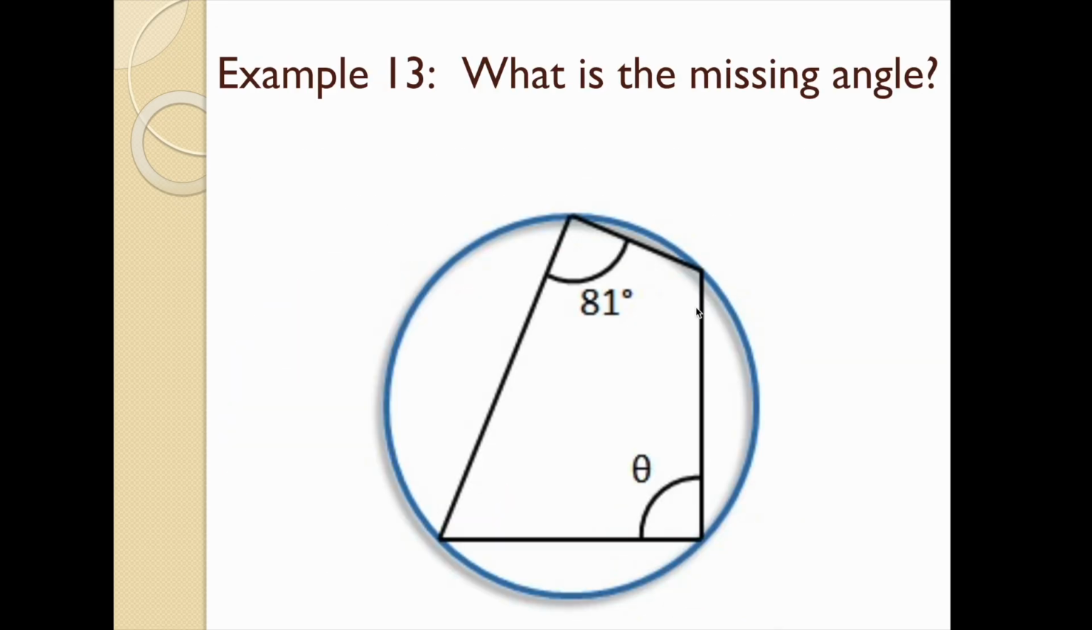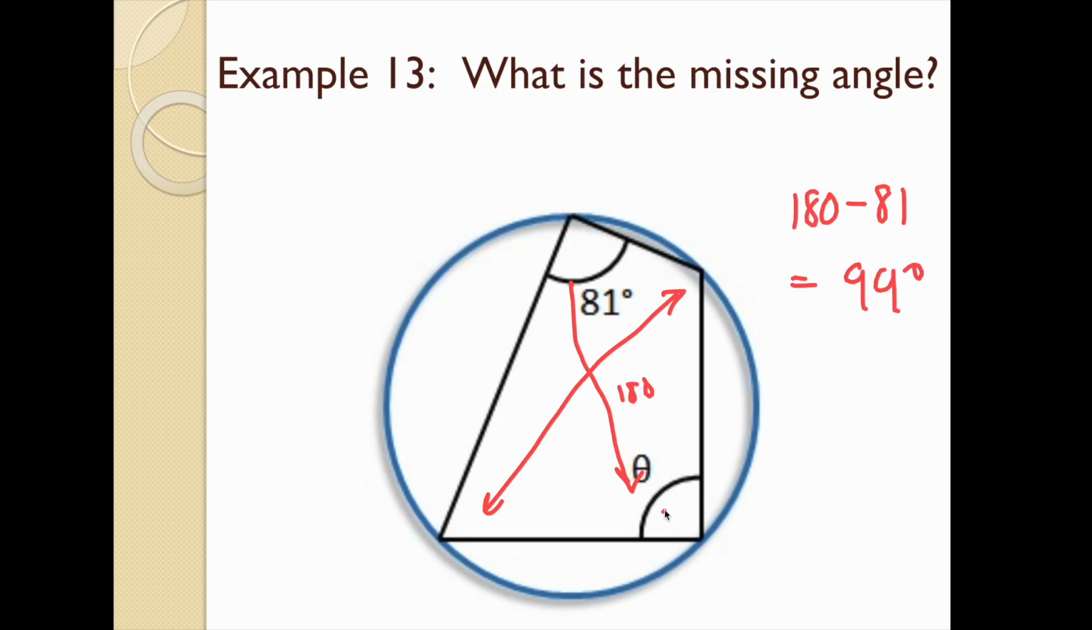All right, so I want y'all to think about this one. What is the missing angle here? 99. How did he get that? Minus 81 from 180. Yep. So you know this because from here to here we expect two of these to add up to 180. Likewise, we would expect here and here to add up to 180. So we would say 180 minus 81, which is equal to 99. So I know here is 99 degrees just because once we have angles that are opposite in a cyclic quadrilateral, they should add up to 180.